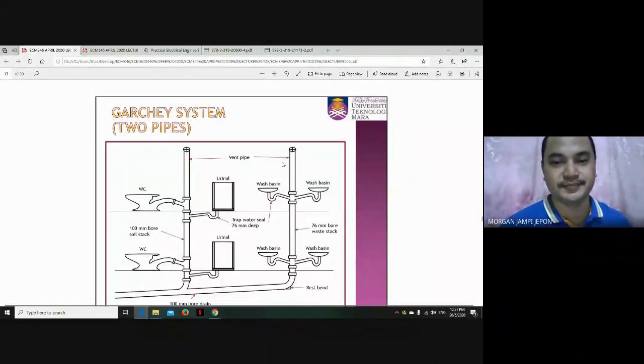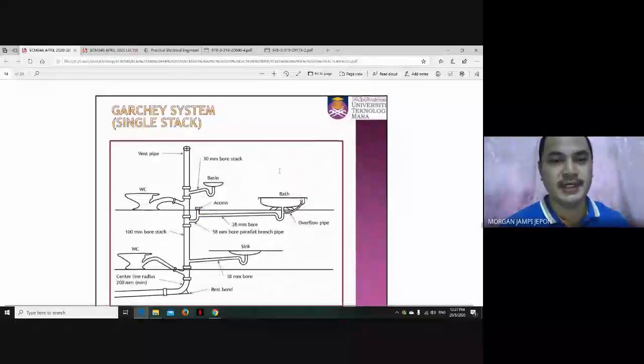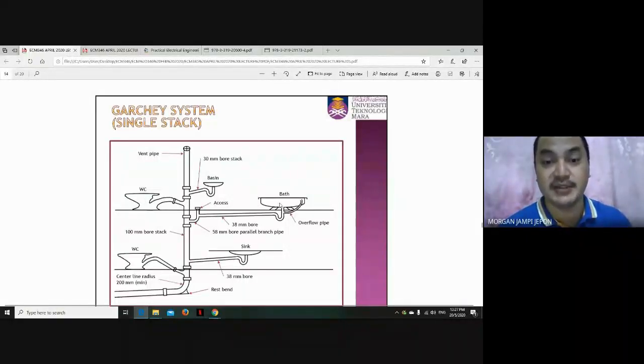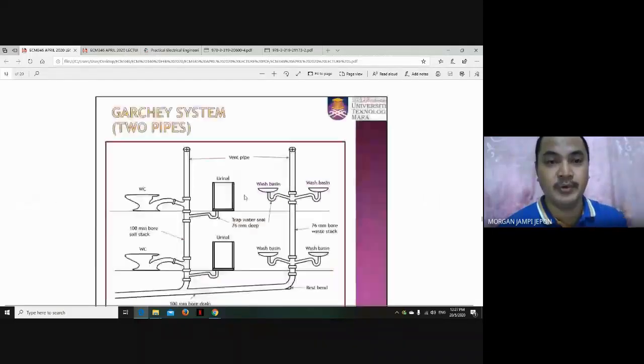This one is a single stack Garchi system. Single stack actually combines the pipe, one pipe only, which applies for the toilet and kitchen as well as the bathroom. That is single stack. So remember, double stack or a two pipe system divides the pipe: the first pipe from the kitchen, the second from the toilet and bathroom.